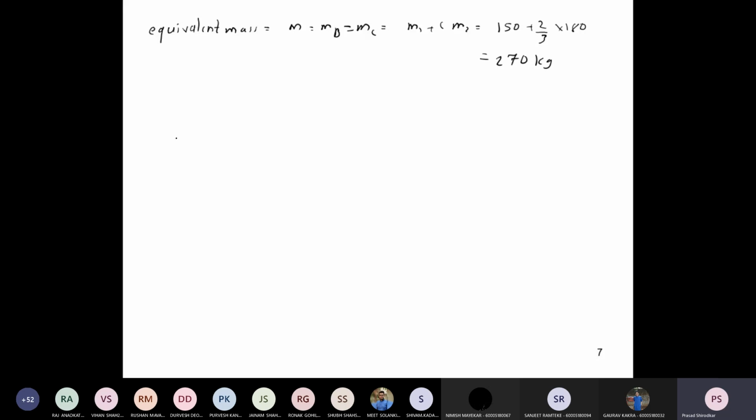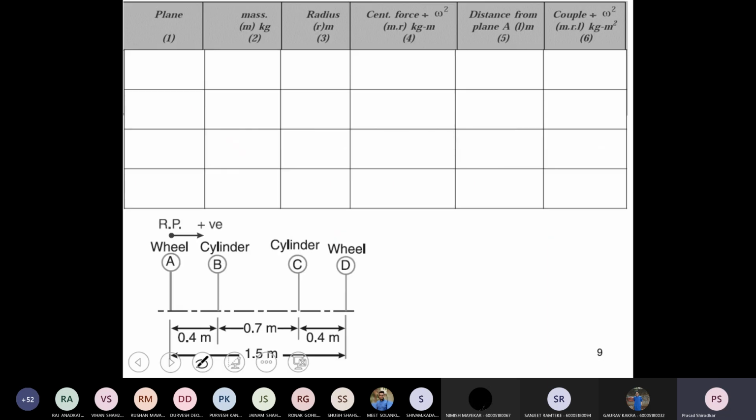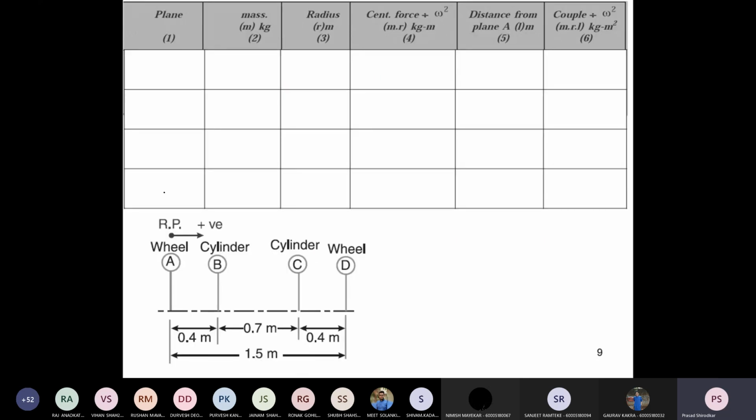So you have to find out the magnitude and direction of the balancing masses, that is MA and MD, and theta A and theta D. So these four things you need to find out. Alright, so let's start with solving the problem. Any questions? Okay, so let's start solving the problem.